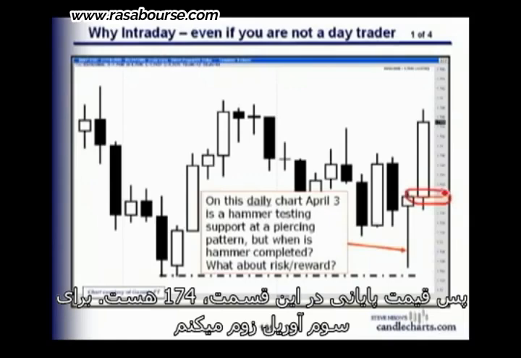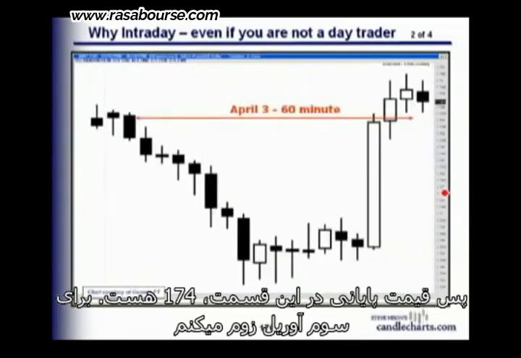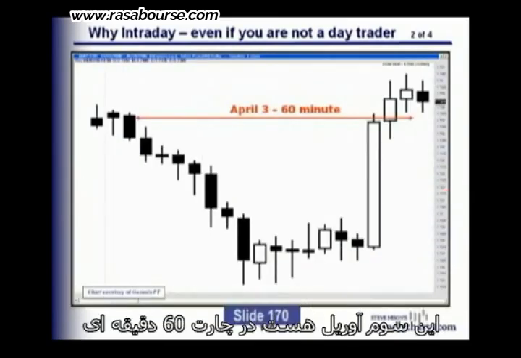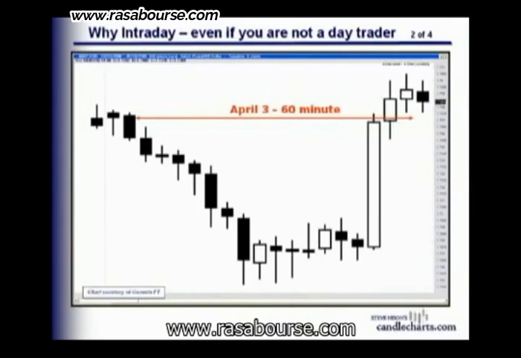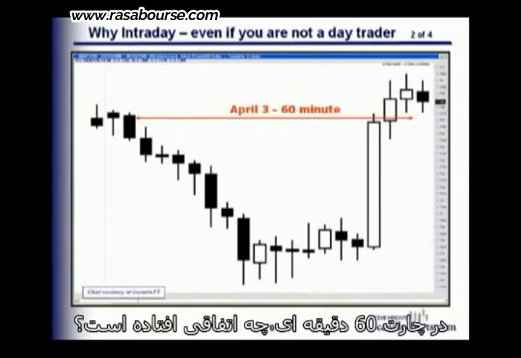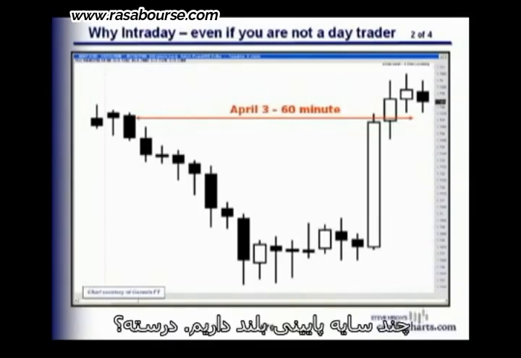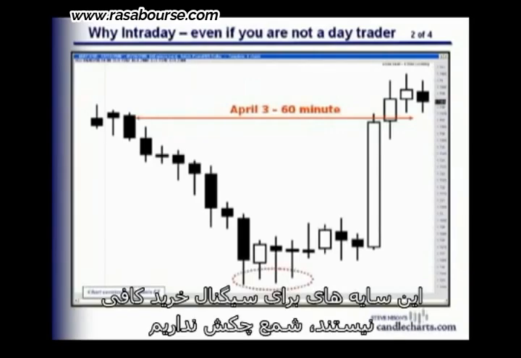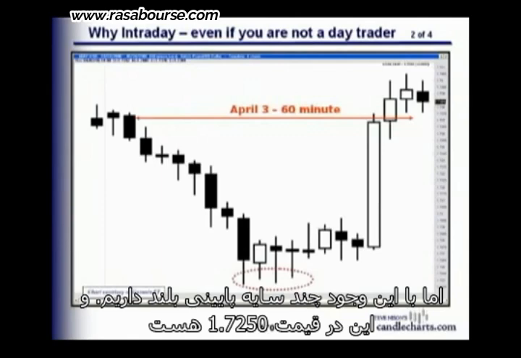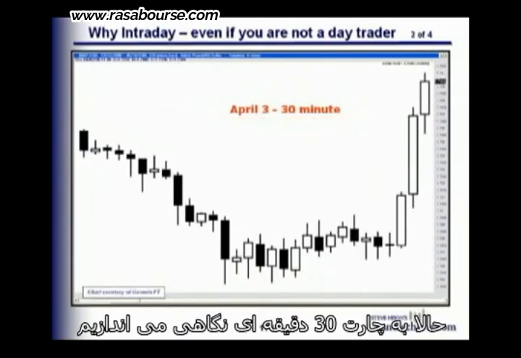April 3rd, I'm making a magnifying glass, zooming in, this is April 3rd. This is a 60-minute chart. Okay? What's happening on the 60-minute chart? Some long lower shadows, right? Not really enough of a buy signal, no hammers, but nonetheless we're getting some lower shadows. Okay? And that is right around the 172.50 area. Okay. Now let's look at a 30-minute chart.